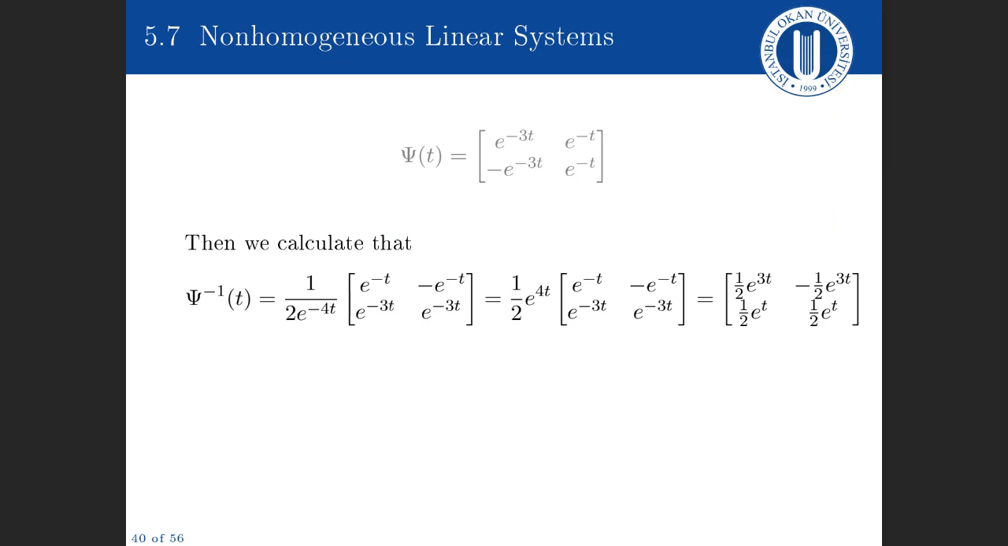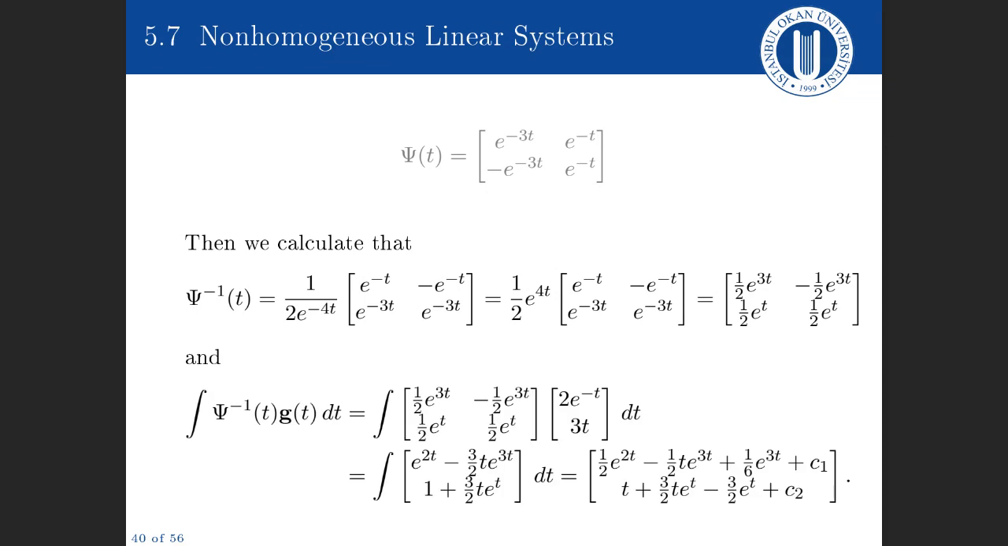Step two is going to be to use the formula. We need the inverse of psi. We know how to do that for a 2 by 2 matrix: 1 divided by the determinant of the matrix, swap the entries on the main diagonal, and then put a minus sign on the other ones. We need to integrate psi inverse g. So that's the integral of (e^(2t) - (3/2) t e^(3t), 1 + (3/2) t e^t).